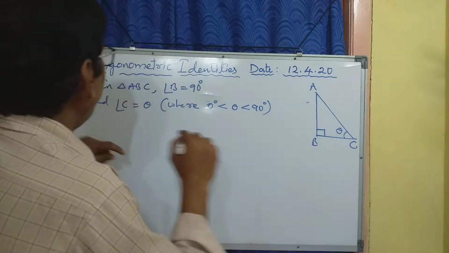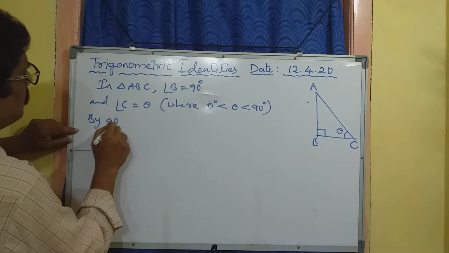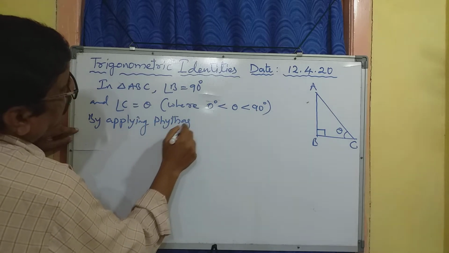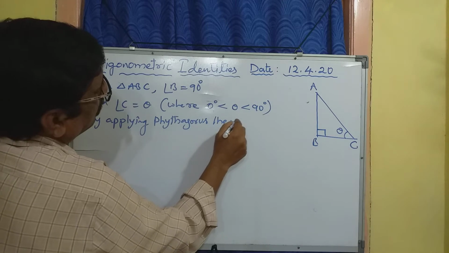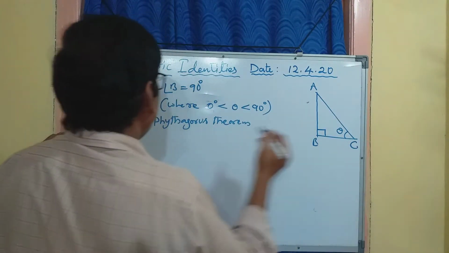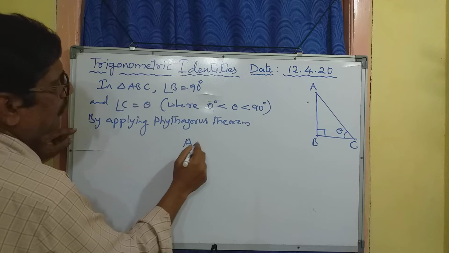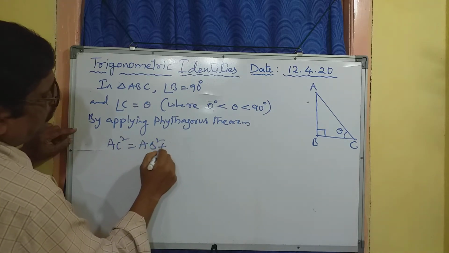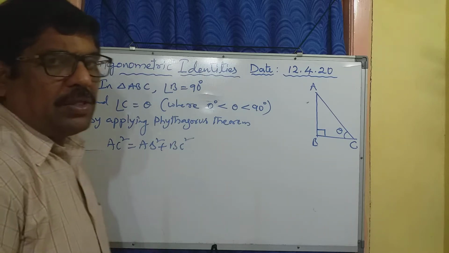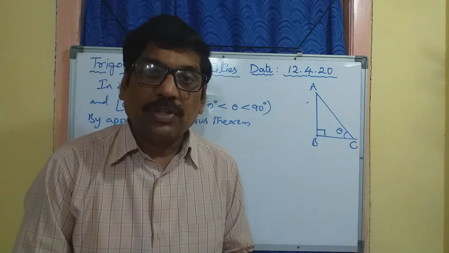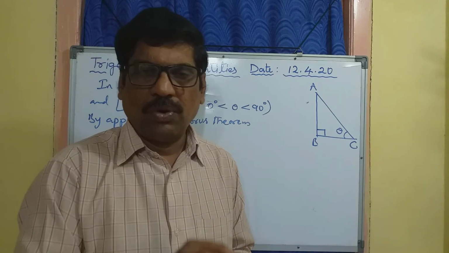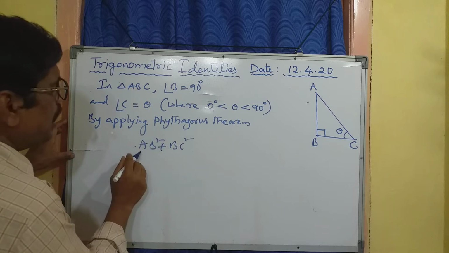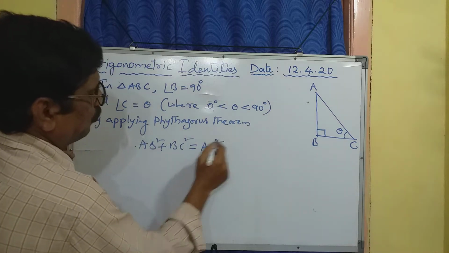Okay. Now by applying Pythagoras theorem, we get AC square is equal to AB square plus BC square. The square of the hypotenuse is equal to the sum of the squares of the other two sides in a right angle triangle. Now let us write the same equation in another form. AB square plus BC square is equal to AC square.